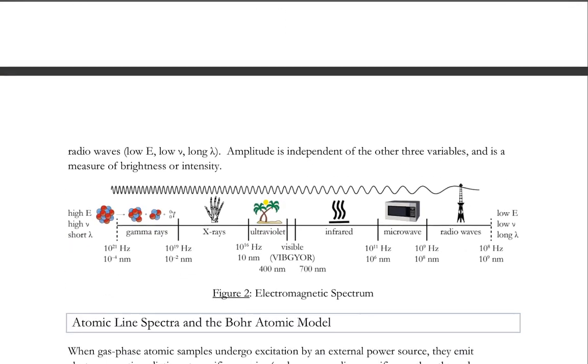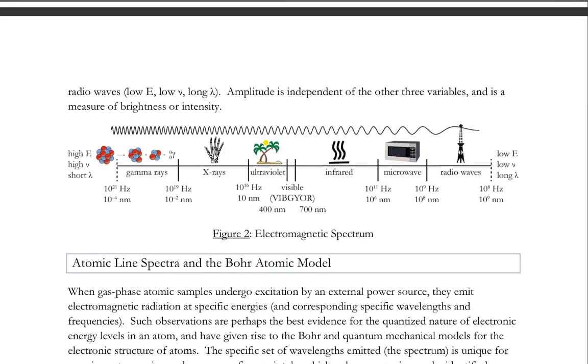In this figure 2, we see the energy spectrum from the very high energy, high frequency, short wavelength end, the gamma ray end. By the way, gamma rays are associated with nuclear reactions, so they're very high energy. We see their frequency around 10 to the 21 hertz. Hertz is 1 over second, so it's a cycles per second unit. Very short wavelength, 10 to the minus 4 nanometers.